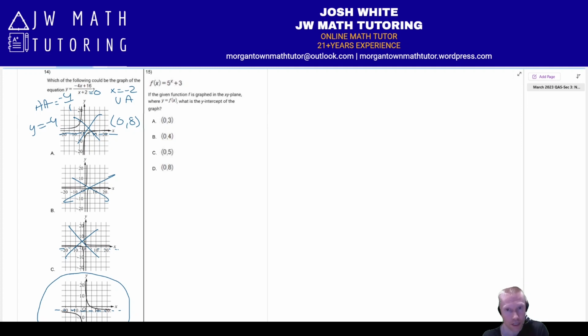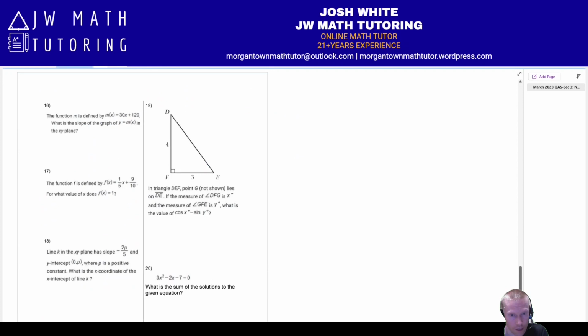All right, number 15. Here we have an exponential function, and they just want to know the y-intercept of this graph. This is a very, very easy, basic problem. Y-intercept, I just talked about it. We plug in 0 for x, so 5 to the 0 is just 1. 1 plus 3 is 4. It's just b, 0, 4. And that's it. Really no other work needed.